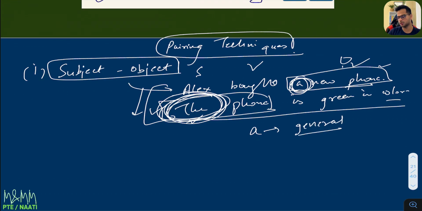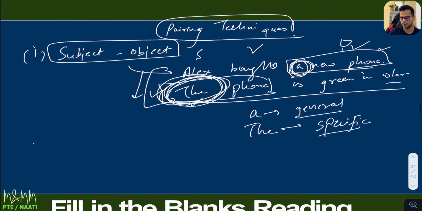A is used when we're talking about something in general. The is used for something when we're talking about something in specific. There is a book on the table. The book has 360 pages. A book, the book. Always general comes first and followed by specific. That's my pairing technique number 2.